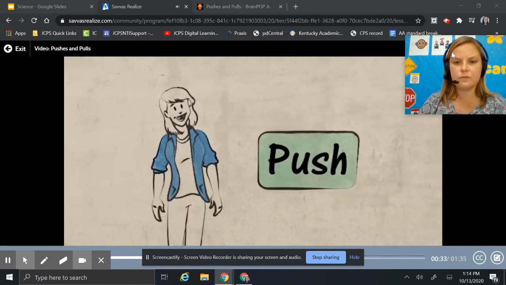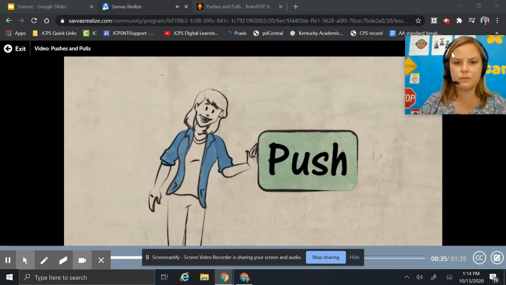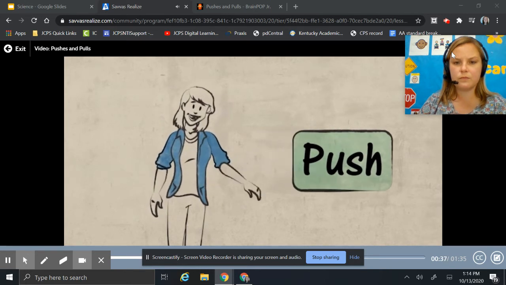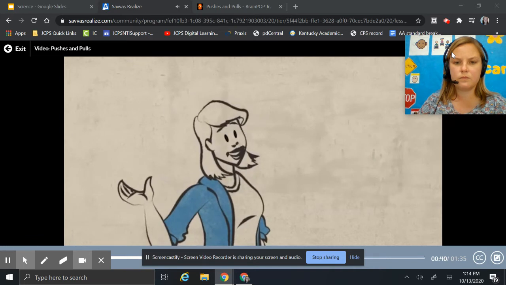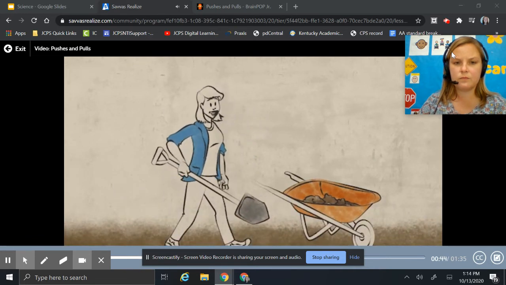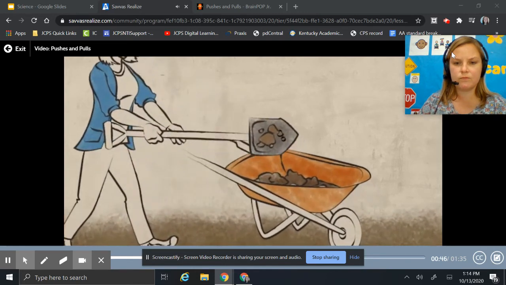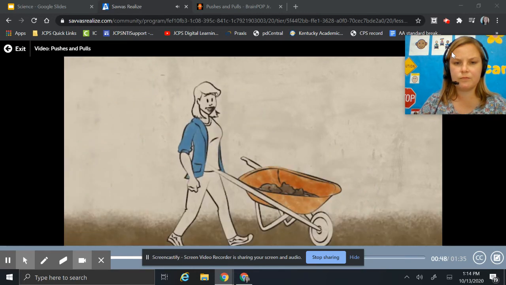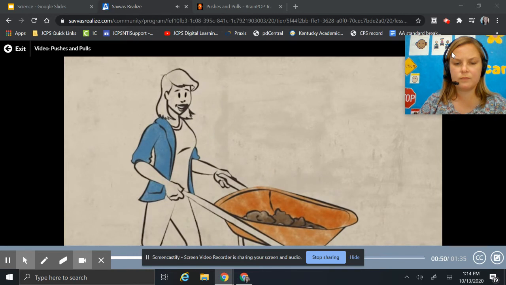Let's learn more about push. A push is when you move something away from you. Let's learn more about pushing in my garden. I push this shovel into the ground. Then I put the dirt in the wheelbarrow. How do I move the wheelbarrow? I push it.